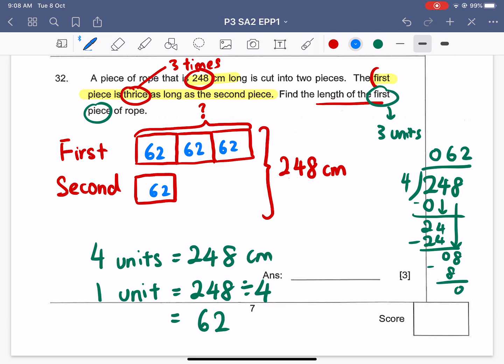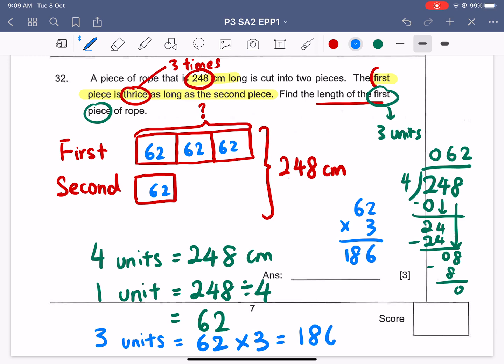Now how many units makes up the first piece? Altogether, 3 units. Right? You can count that there are altogether 3 boxes. So if each box is 62, we multiply it 3 times, we will be able to get the answer. 62 times 3, which is going to give us 186. So this is also the answer, 186.